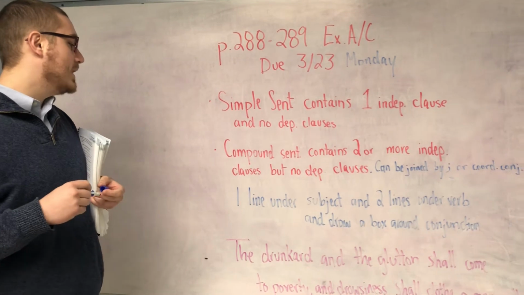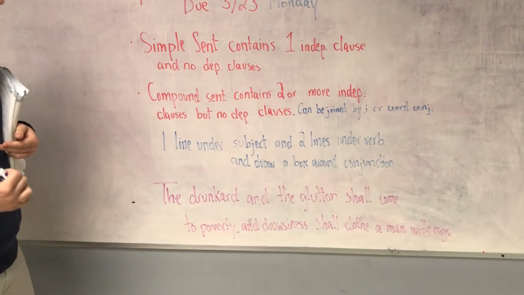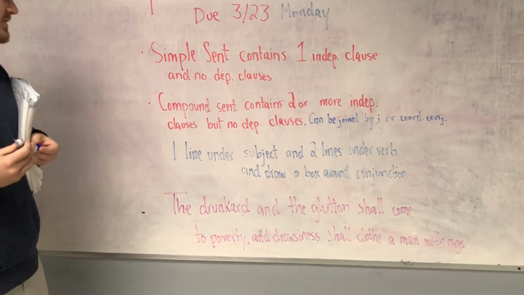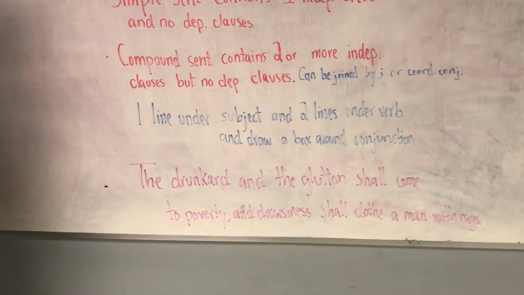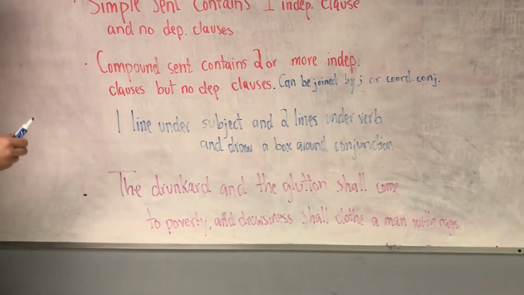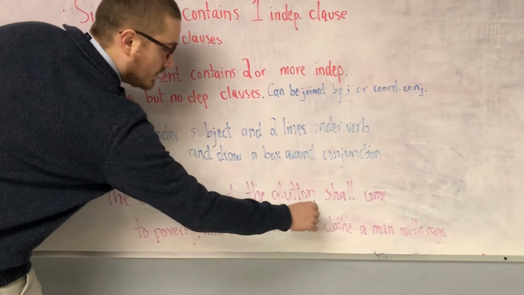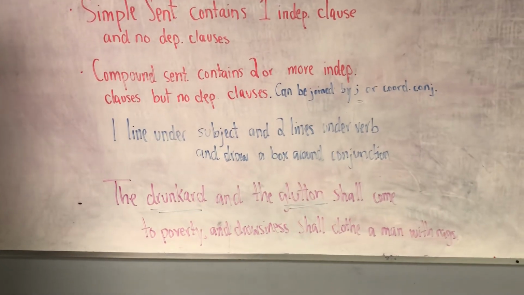Now the first sentence we have is "The drunkard and the glutton shall come to poverty, and drowsiness shall clothe a man with rags." All right, so we want to identify the subject here. And the subjects and the verbs can always be compound, okay? In this case, we have a compound subject. The drunkard and the glutton, drunkard and glutton, are the subject. So we draw one line under those.